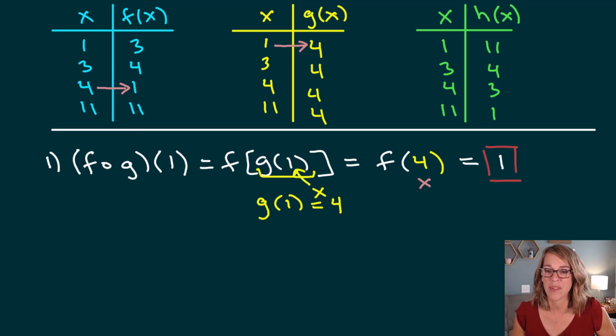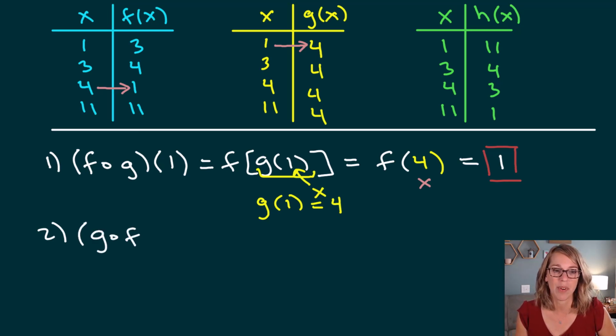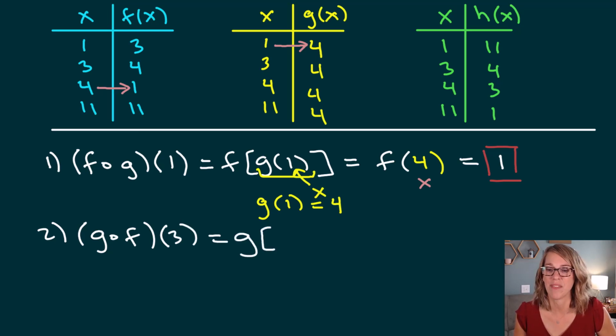Here comes the second one. So number 2, we're going to do g composed with f of 3. Rewriting this using my definition, this is g of, my function f is on the inside, so f of 3. So I need to go ahead and start inside those parentheses first.